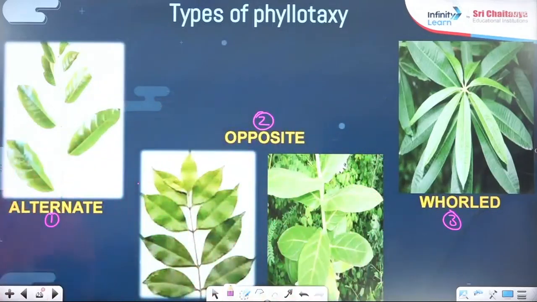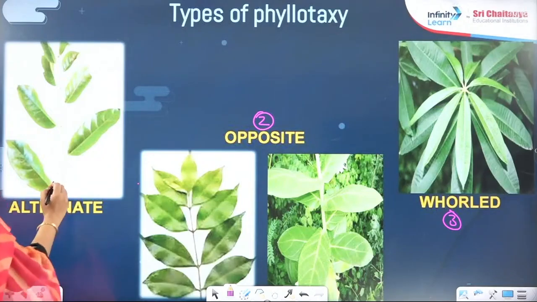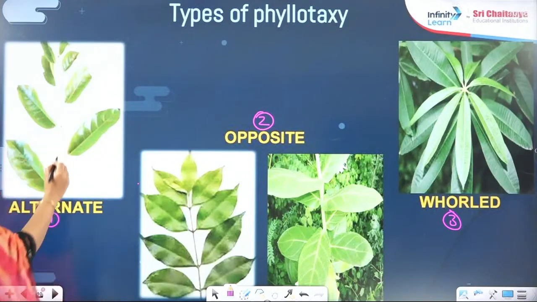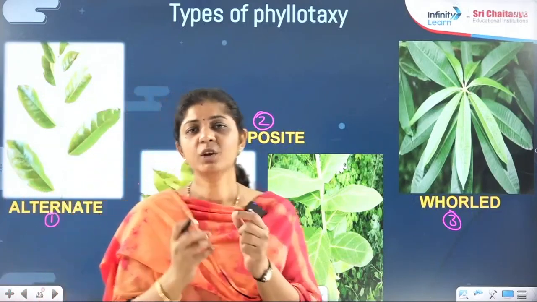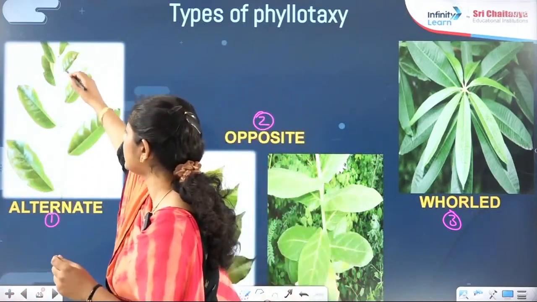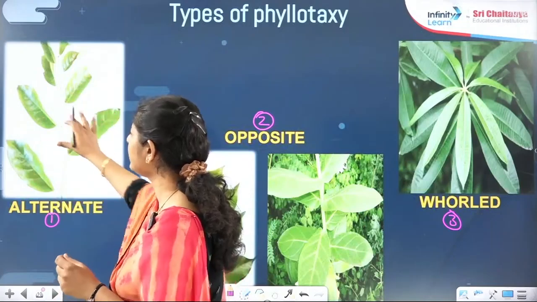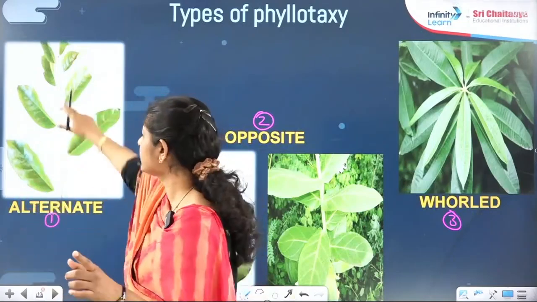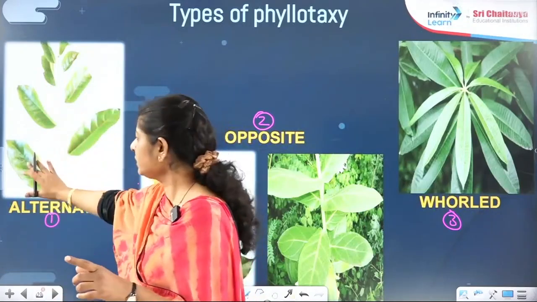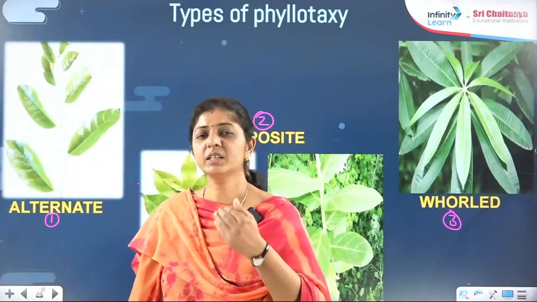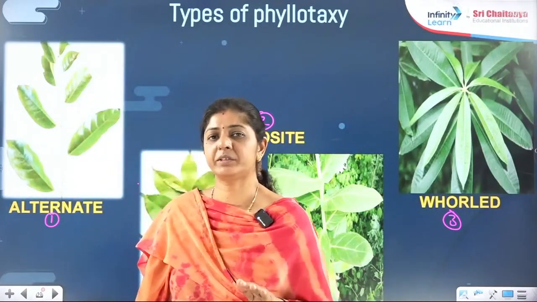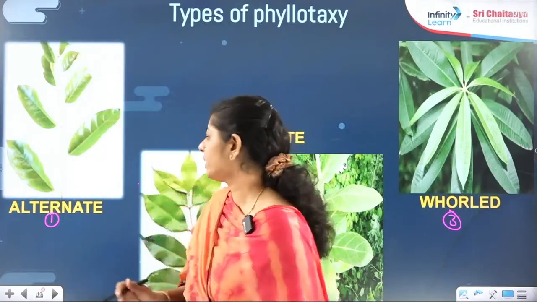Now let's talk on the first, alternate type of phyllotaxy. In the alternate type of phyllotaxy, you will find this is a stem now. Just now we have completed the types of leaf. So my request, please don't consider that as the midrib and the leaflets. No, this is the stem or a branch on which leaves are arranged. Now we are discussing the leaves arrangement, not the leaflets, right? So be careful about that thing.